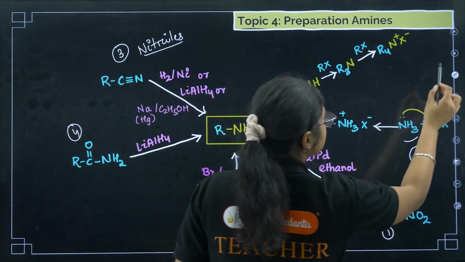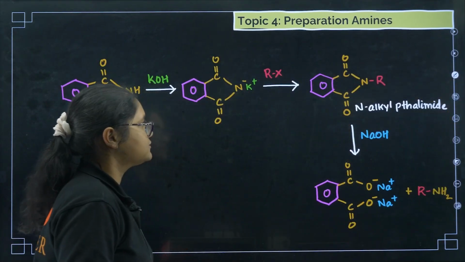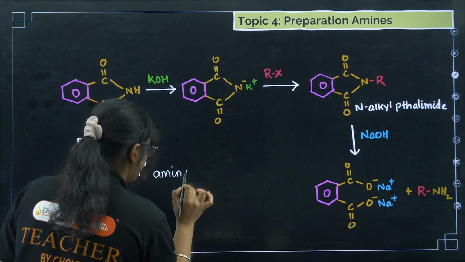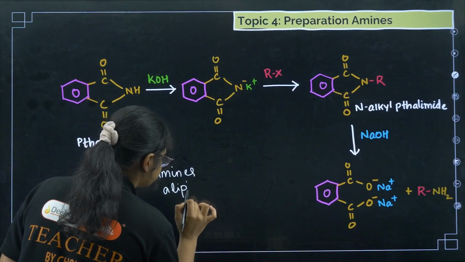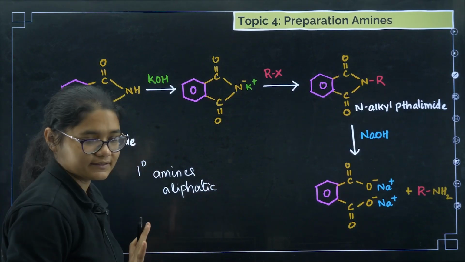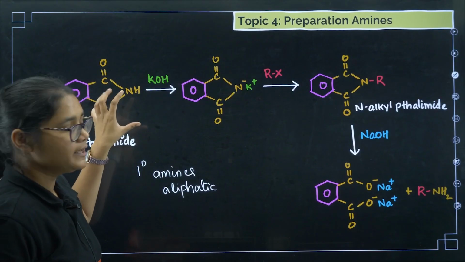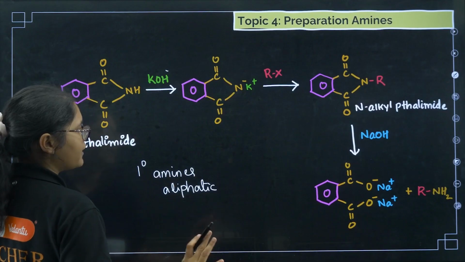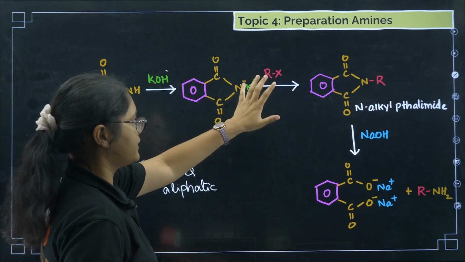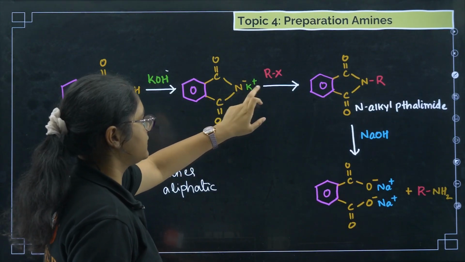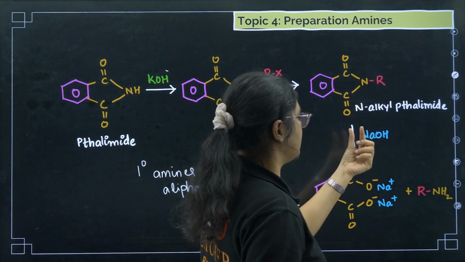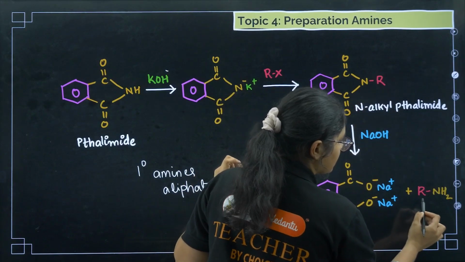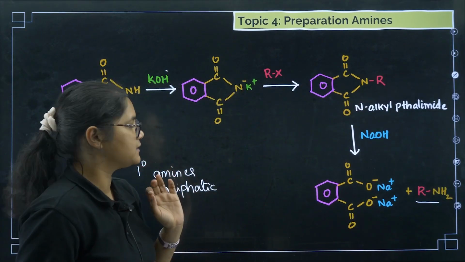Next, moving to the next one, that is your Gabriel phthalimide synthesis. Here you should remember, this is used only for the preparation of primary amines, and that too aliphatic amines. Okay, you cannot prepare aniline with this. So here what happens, first we take phthalimide, then we react with KOH. So you don't have to remember anything here. There is a salt formation, then here RX is taken. Next this R will come here, N-R is formed, then you take NaOH, then this one will be like COO minus Na plus, and then you will get your RNH2. Okay, these are the 6 methods of preparation.